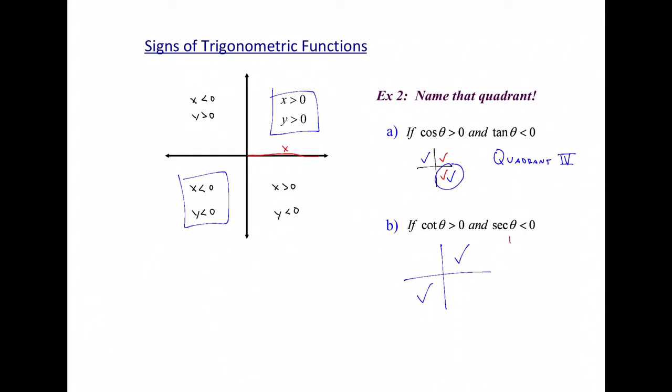Secant is the reciprocal of cosine. So same ratios, just reciprocal. That doesn't really affect the sign. You've got less than 0. So where is cosine less than 0? Cosine's your adjacent. So cosine less than 0, that's your negative x. So less than 0 for x would be in quadrant 2, and also less than 0 in quadrant 3. So where do they overlap? Quadrant 3. So quadrant 3 is where cotangent would be greater than 0 and secant is less than 0.